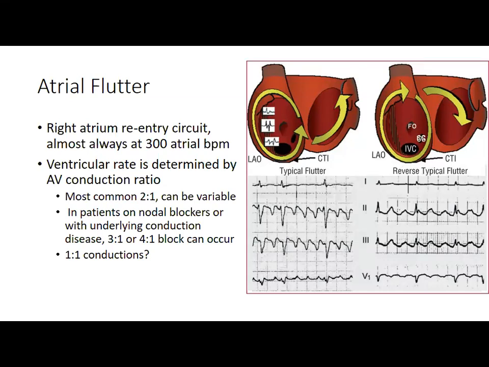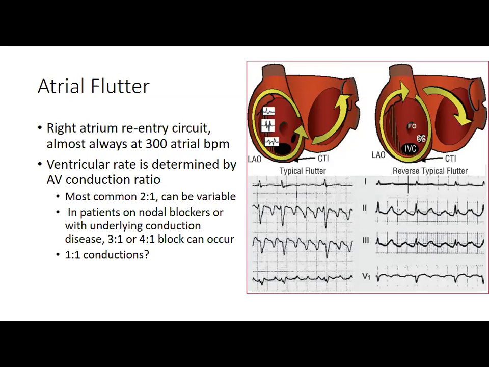So that results in most of the time an aflutter rate of 2 to 1 conduction is going to be 150. It's half of that 300 atrial beats per minute coming through in your ventricles. So when you see an arrhythmia with a heart rate of 150, given how common that is, you should really be thinking about atrial flutter.